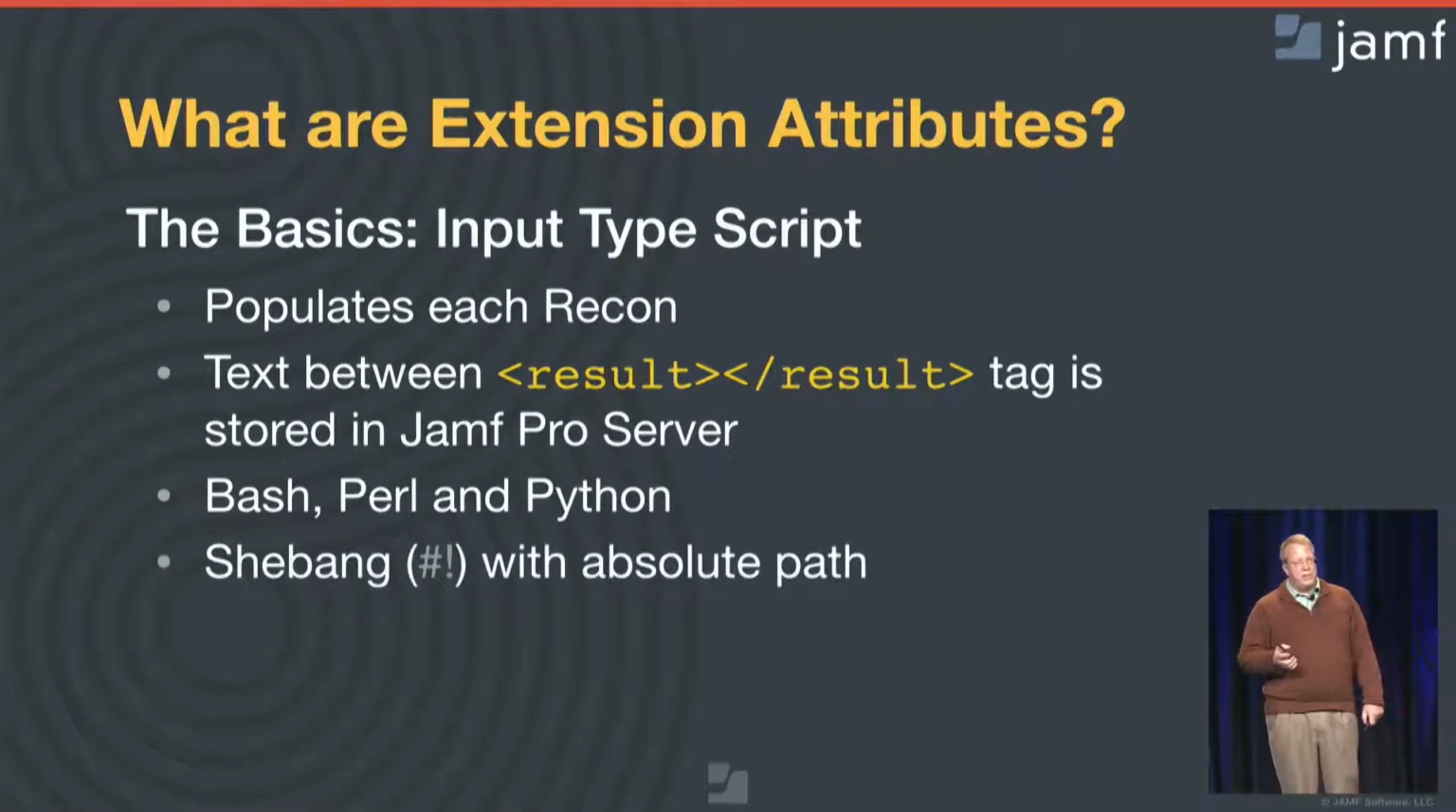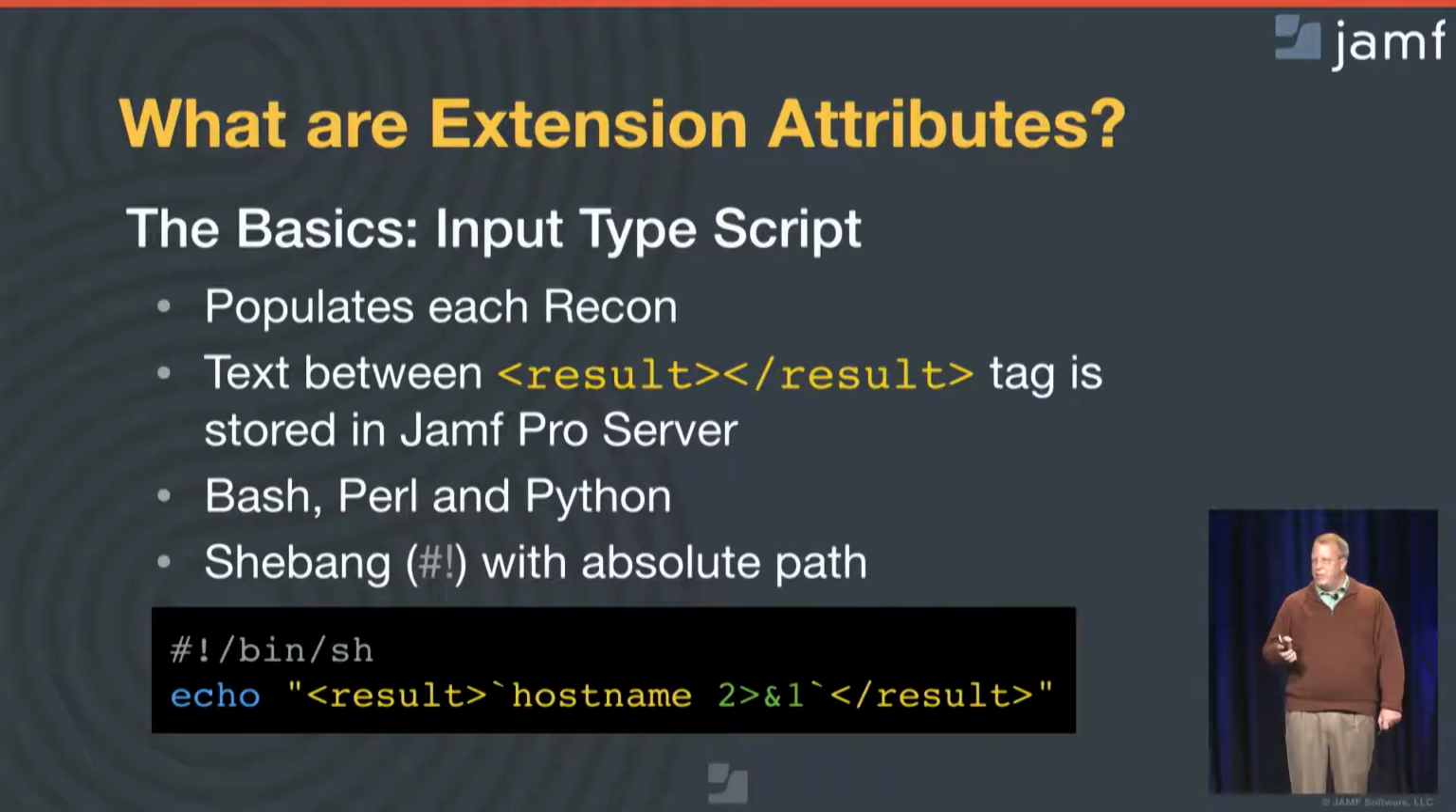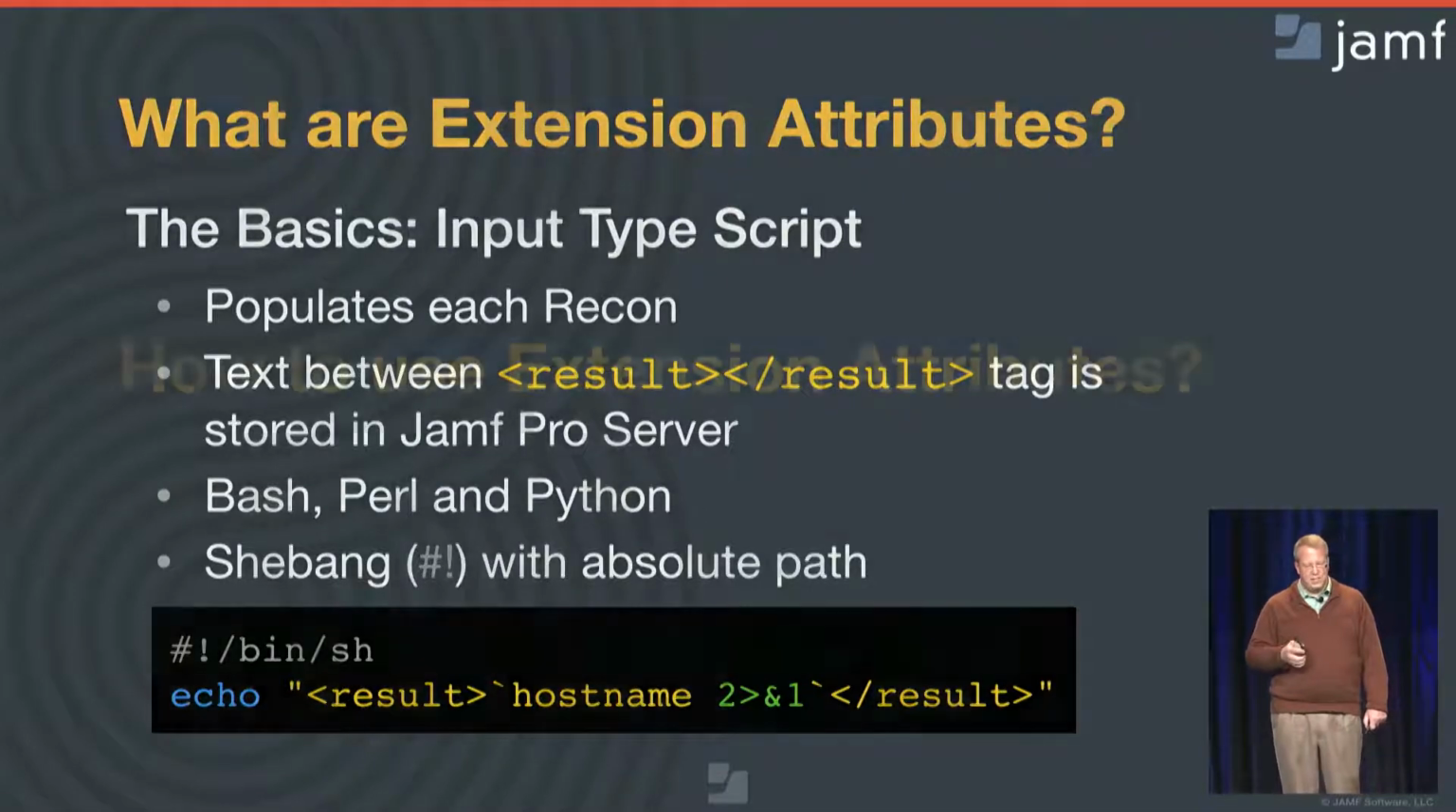All scripts must begin with a shebang followed by the absolute path to the interpreter. For example, the script for an extension attribute that collects the host name of a computer, this is what it looks like. You start with the shebang, you echo the open results tag, followed by the hostname command. Then you redirect 2 standard error to 1 standard out, and you close with a results tag. So beginning with the next time the computer submits inventory, you'll have the hostname for all your enrolled Macs.